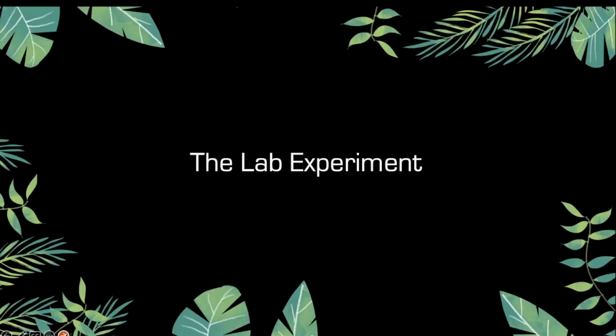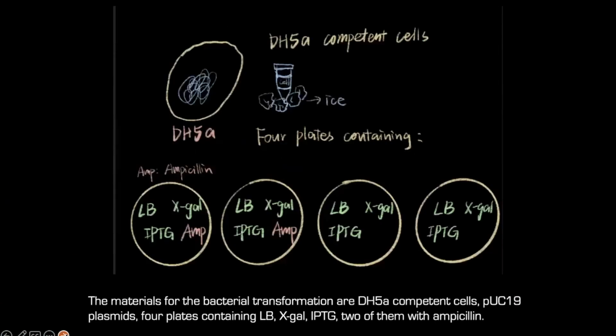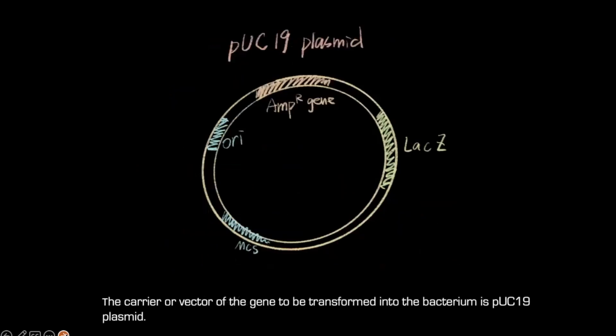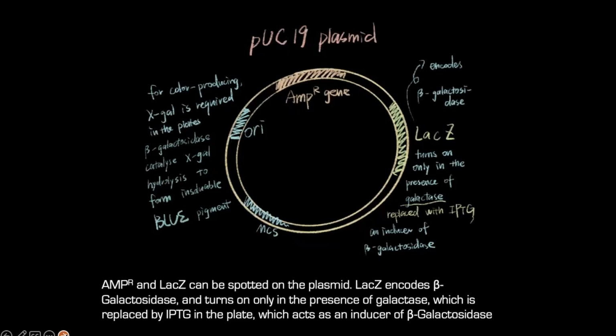The lab experiment. The materials for bacterial transformation are DH5α competent cells, pUC19 plasmids, and 4 plates containing LB, X-Gal, IPTG, 2 of them also with ampicillin. The carrier or vector of the gene to be transformed into the bacterium is the pUC19 plasmid. AmpR and LacZ can be spotted on the plasmid.